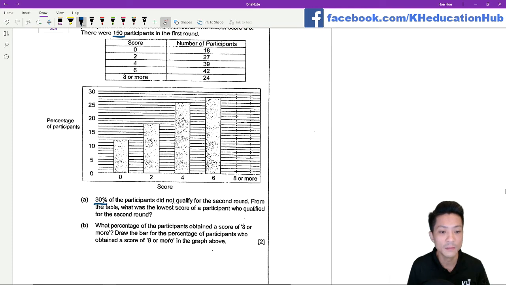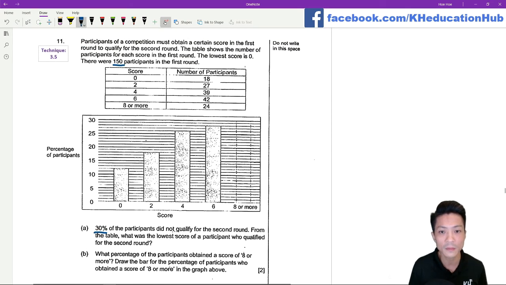% of the participants did not qualify for the second round. From the table, what was the lowest score of a participant who qualified for the second round? Let us find the total participants first. 18 plus 27 plus 39 plus 42 plus 24 is going to give me 150 participants. Oh, okay, it's already mentioned over here.